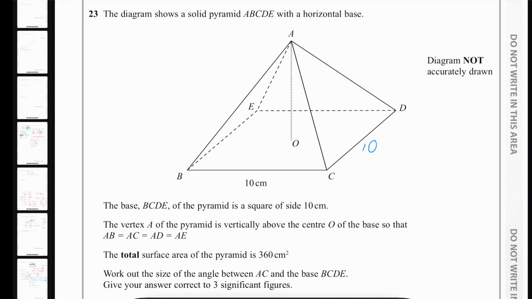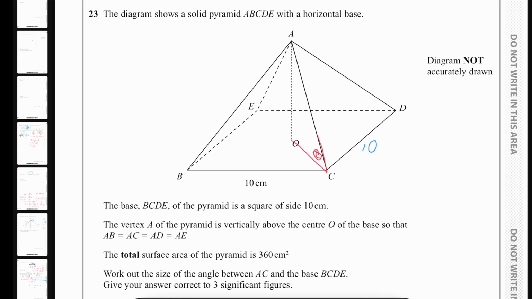The total surface area of the pyramid is 360 centimeters squared. Work out the size of that angle. So the angle that we are looking to work out is that angle there. And they actually don't give you very much apart from that. So that's what we're going to start with.